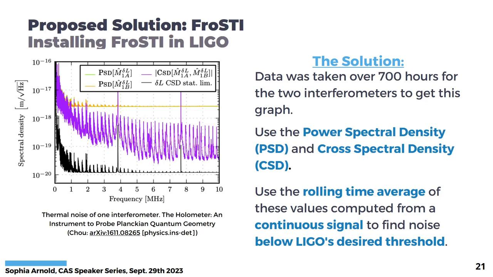Effectively, as I already mentioned, the system that they used in order to get this measurement and tell us what we really needed to know was to use the power spectral density and the cross spectral density. And then they took a rolling time average of these values computed from a continuous signal over this 700 hour time period. And that's what allowed them to get to these super low levels of sensitivity. And it will allow us in my code to find noise values below LIGO's desired threshold. So exactly what we were looking for.